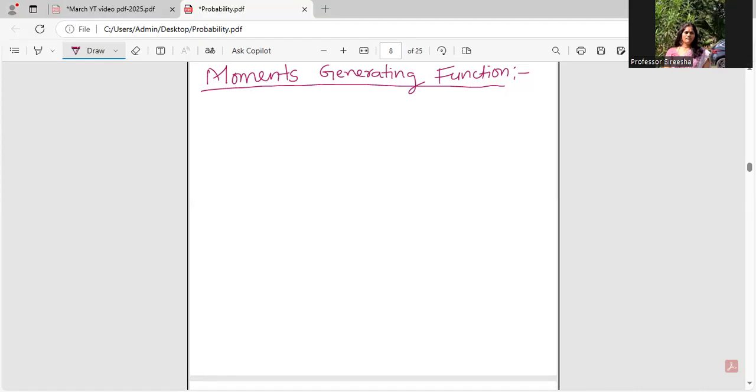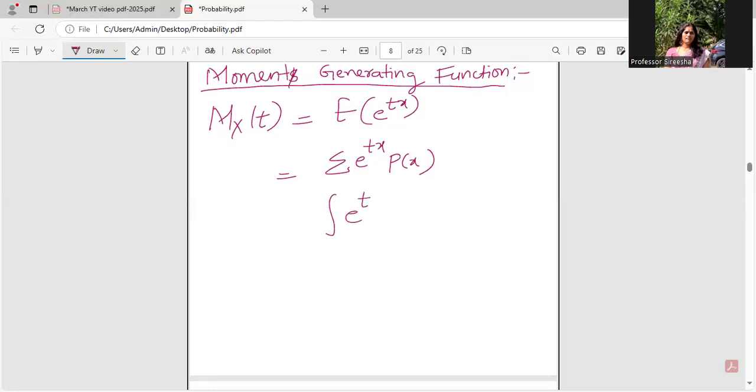There's a general formula for the moment generating function, denoted by M X of t. It is nothing but the expectation of e power tX. Expectation of X is the mean of X. Expectation of e power tX is the moment generating function. Of course, this expectation term would be summation e power tx p of x for discrete, and integration e power tx p of x dx for continuous.